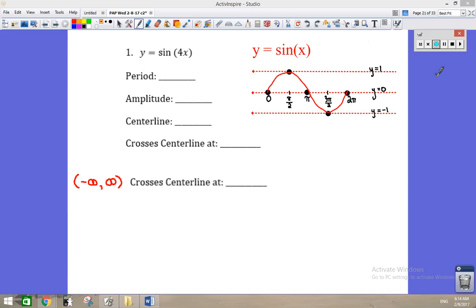All right, so let's take a look at this problem number one. For your reference, I've put the y equals sine of x here and the five basic primary points on there. To determine the period, we always take 2 pi divided by the coefficient in front of x. And then, of course, reduce your fraction.